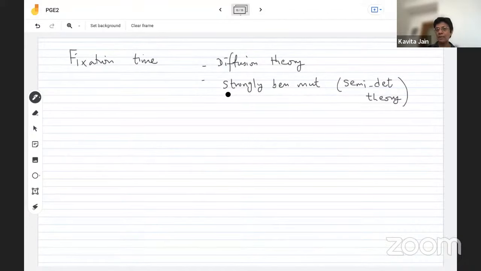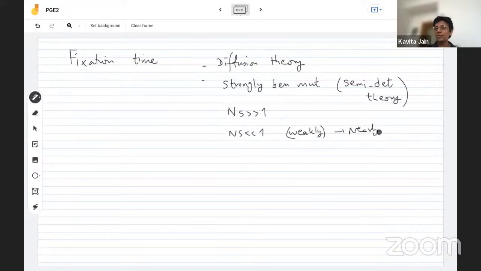So first of all, remember what is strongly beneficial. Some of you were asking this question yesterday: what is weakly beneficial or strongly beneficial? Strongly beneficial simply means that this product Ns is much, much larger than 1. If Ns is 100, 10 or something, I'll say that it's a strongly beneficial mutation. If Ns is smaller than 1, then it's a weakly beneficial mutation. Okay, and that's what this weakly or nearly neutral theory was about.